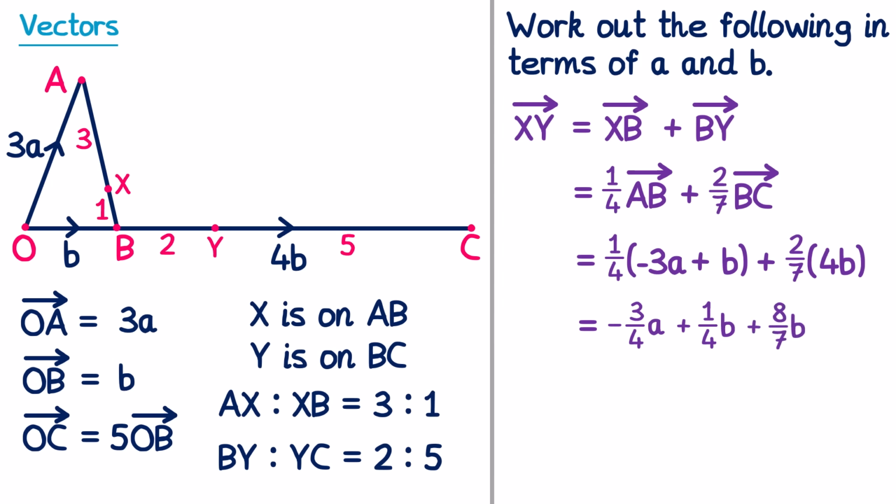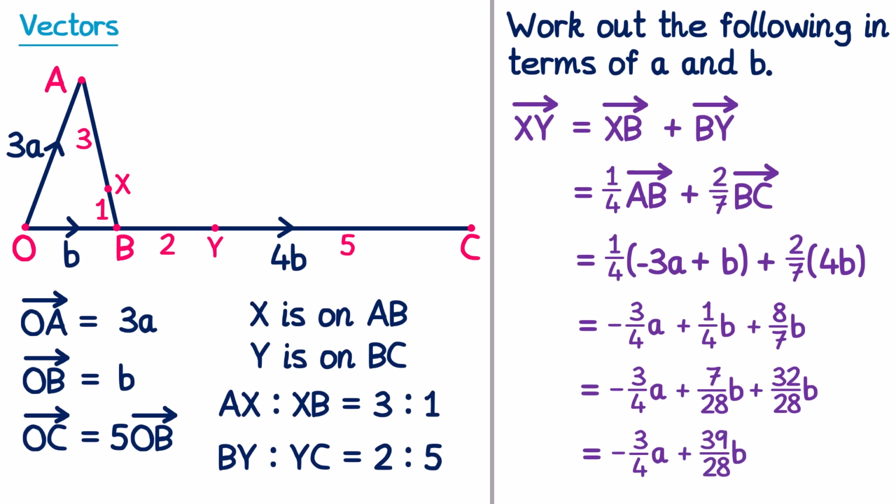Now we do need to simplify these by collecting the like terms. There's only one term in a, so -3/4 a, but for the b ones we can add these together. When we add fractions, we need a common denominator, so we're going to make these both out of 28. So 1/4 b would be the same as 7 over 28 b, and 8 over 7 b will be the same as 32 over 28 b. So we have -3/4 a, and now we can add these together. We do 7 plus 32, which is 39, so it's 39 over 28 b.